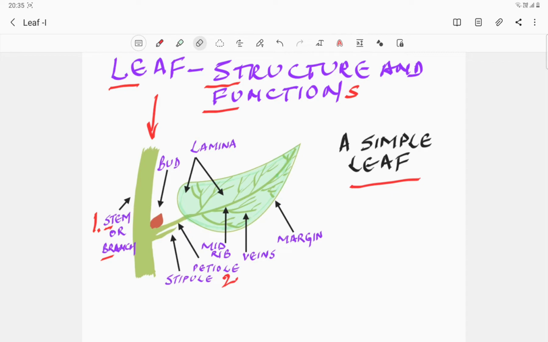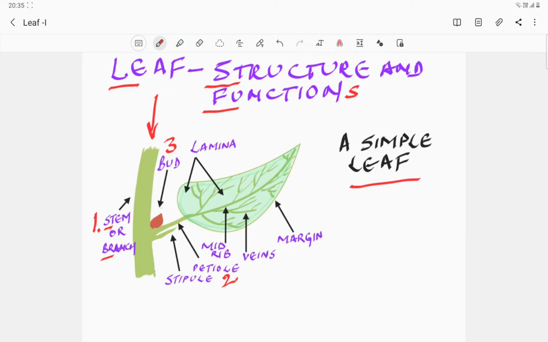Now looking at the next structure, if you look closely, the connection between the stem, so here we have the stem or the branch, and if you look at the petiole here, you see the area between the petiole, which is here, and the stem, the area between these two structures has another structure, and that is called the bud. A simple leaf will always have a bud around it. Now let us look at one more structure.